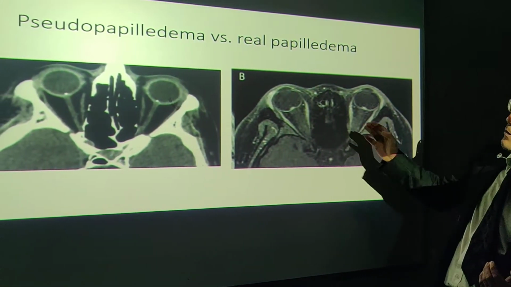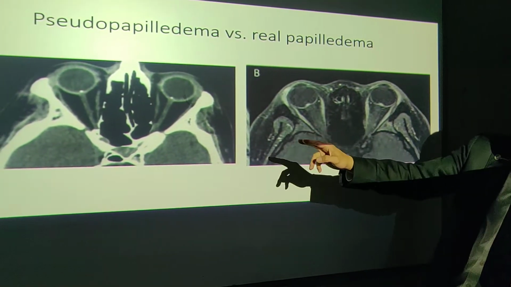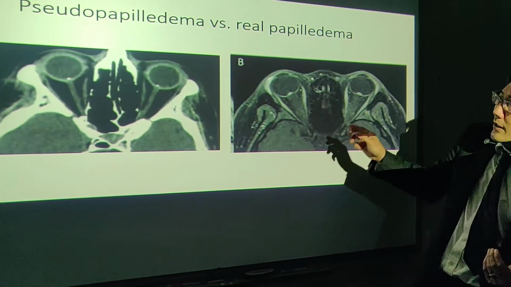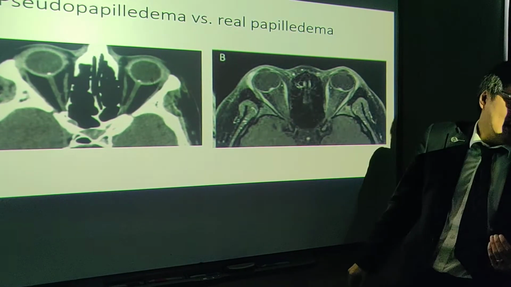So you should be able to compare and contrast the CAT scan and the MRI. Both have a hyperdense or hyperintense disc, but in MRI that's contrast enhancement from leakage from true papilledema, and in CAT scan that's calcification.